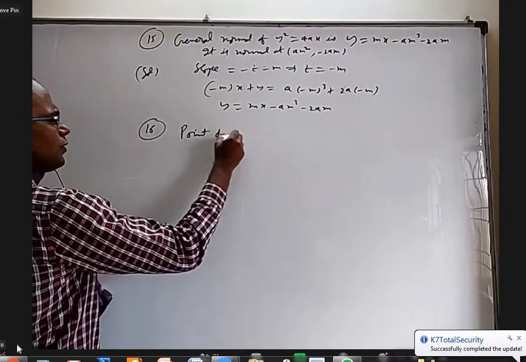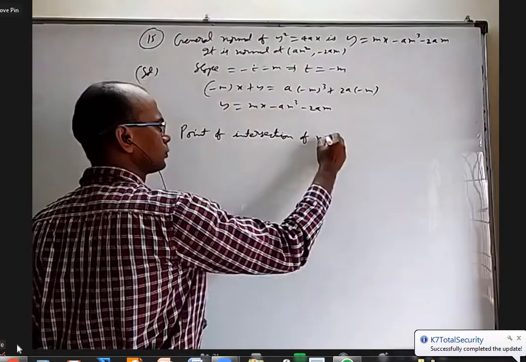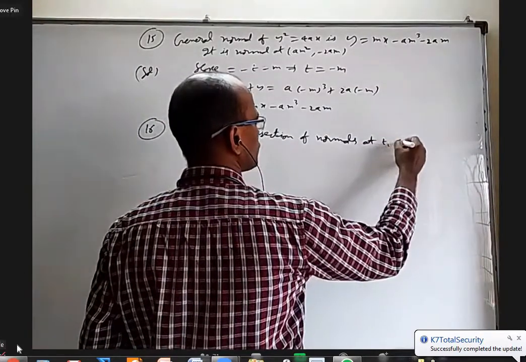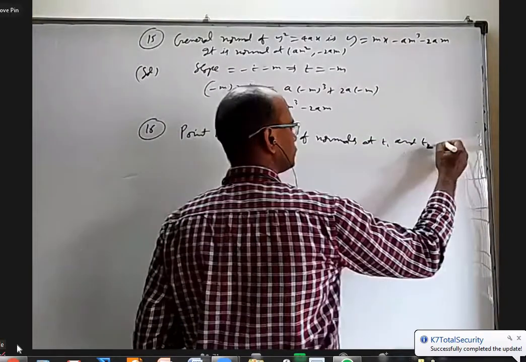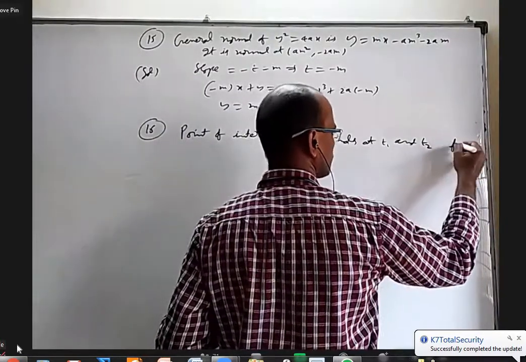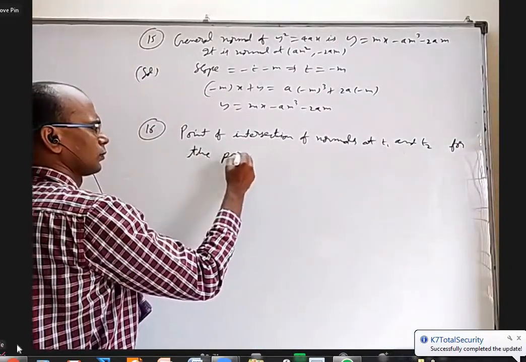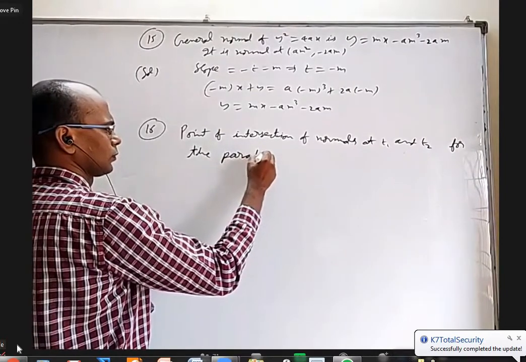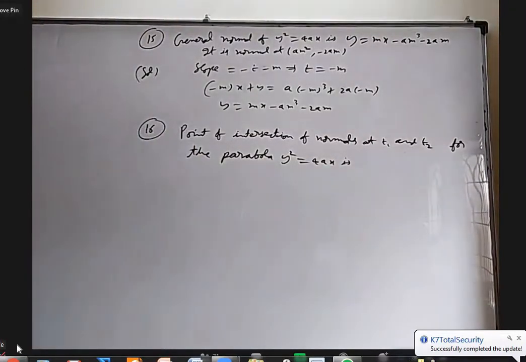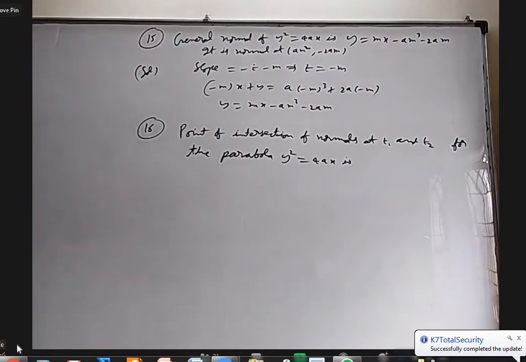Okay. Point of intersection of normals at t1 and t2 on the parabola y² = 4ax. So earlier you found the point of intersection of tangents. Now I want the point of intersection of normals at t1 and t2.